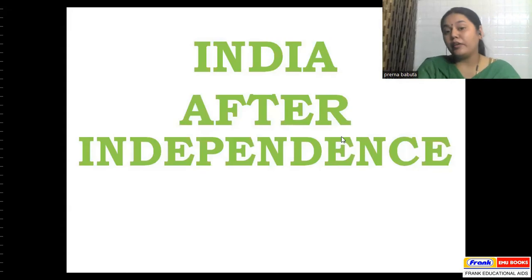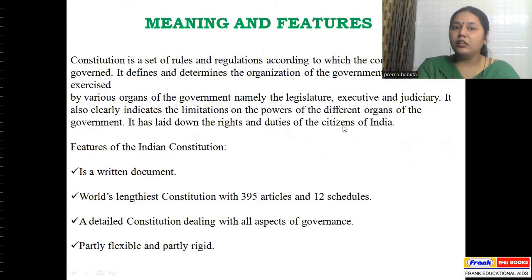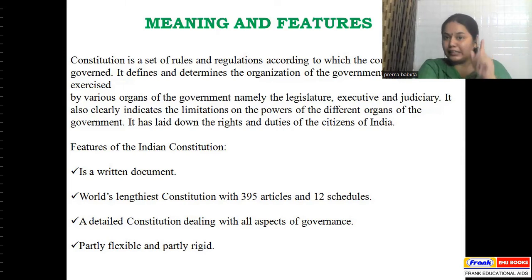So I've told you something about India after independence. Now we talk about the meaning of the Constitution. What is it? It is basically a set of rules and regulations according to which the country is governed. It defines and determines the organization of the government and the powers exercised by the various organs of the government. What are the various organs? There are three major organs of the government: legislature, executive, and judiciary, about which you will study probably in the higher classes.